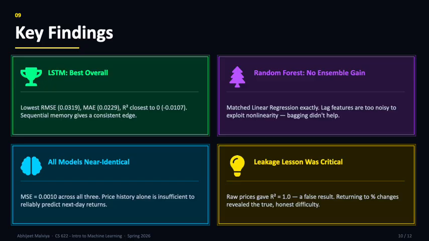And fourth and final, the data leakage lesson was one of the most important practical takeaways from this project. Getting R squared of 1.0 initially looked like a win, but it was completely wrong. Switching to returns exposed the true difficulty of the problem.